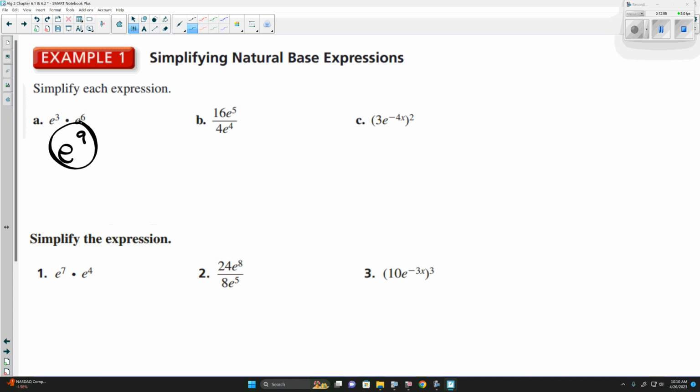If we divide like bases, here 16 divided by 4 is 4, and e to the fifth over e to the fourth. If we divide like bases, we subtract the exponents. So 5 minus 4 is 1. We could say 4e to the first or 4e. In the calculator, whenever you type e in, you have to give it an exponent. So even if one's not written, we do have to put it in as 1. The calculator needs an exponent for e, even if it is 1.